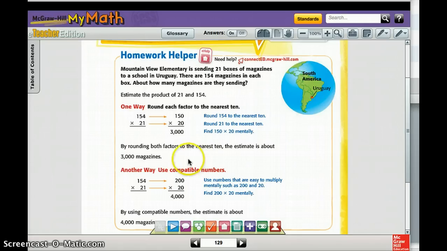Another way would be to use compatible numbers. The compatible numbers they're going to pick are ones that you can easily multiply in your head. Even though 150 times 20 wasn't bad, that might be a little hard to do in your head. But if we use compatible numbers and round 154 up to 200, because it's pretty close to 200, so if we're rounding to the nearest 100, it would be 200 because that 5 tells us to go up. And 21, if we round that down to 20, then it would be 200 times 20. So really we could just do 2 times 2, which we know is 4, and put those 3 zeros on the end. So we know it's 4,000. So again, it gives us right around the same estimate.